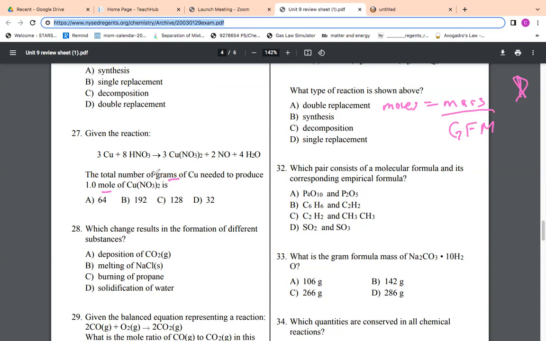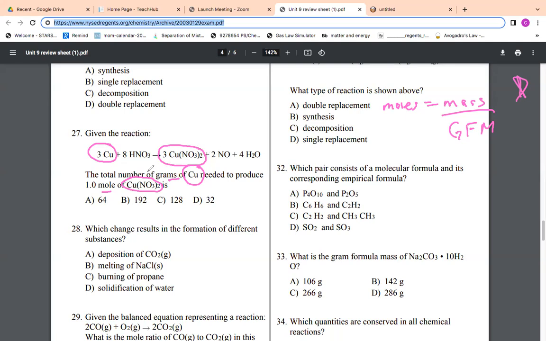Okay. Now we have to figure out our mole ratios. So I'm going to circle everything I've got. I've got copper. I've got copper 2 nitrate. I'm going to circle these things in here. Now this one is kind of easy because 3 moles of copper makes 3 moles of copper 2 nitrate. So the ratio is just 1 to 1. So if you need 27 moles of copper, it's going to make 27 moles of this. You don't really need to set up a proportion.